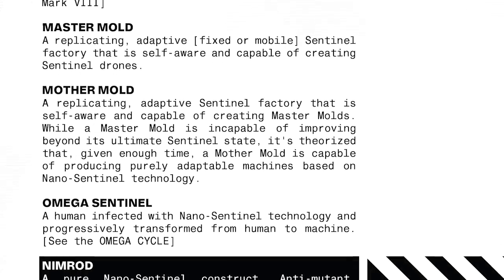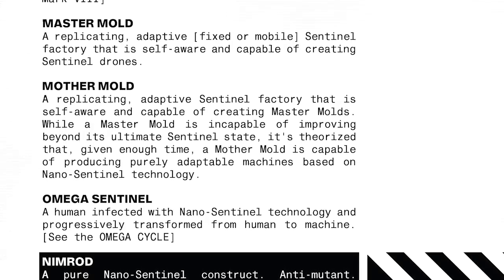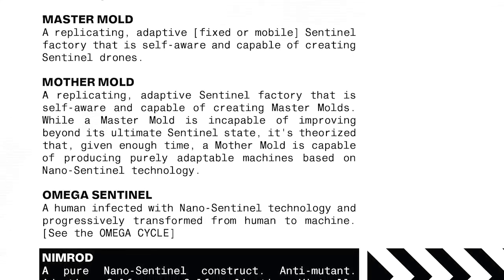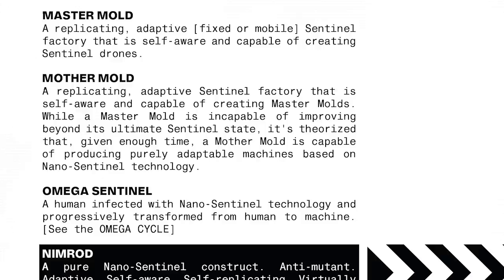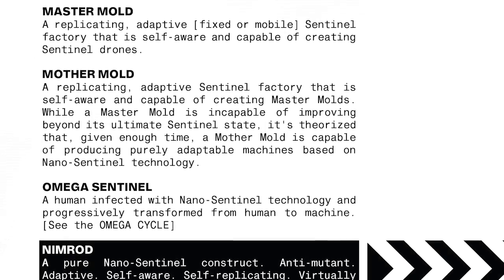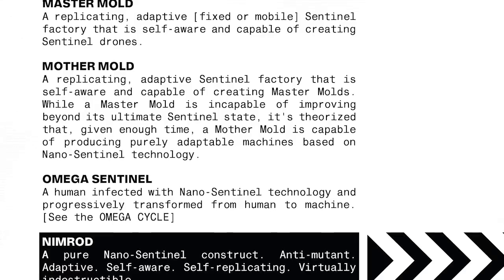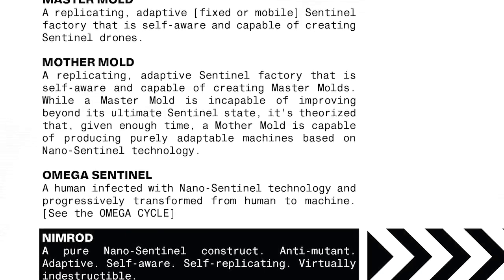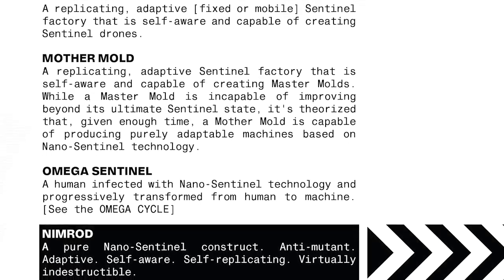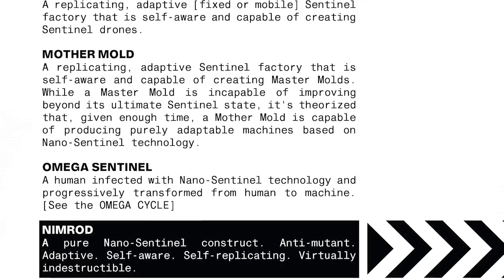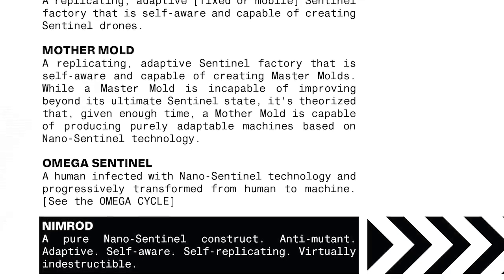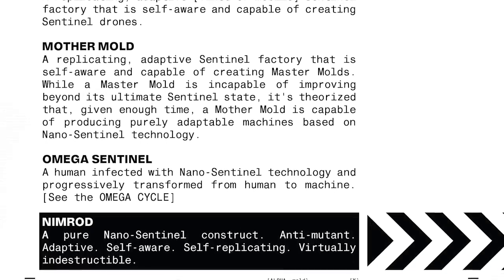Now, master mold was originally able to do that. Well, not really originally, but it wasn't until the later years, the early 90s to the early 2000s, that a master mold was able to create Omega Sentinels, right? But this is something that really seems to be ascribed explicitly to the mother mold. The mother mold is the only one that can create Omega Sentinels. Now from there, you go into the definition of an Omega Sentinel, right?